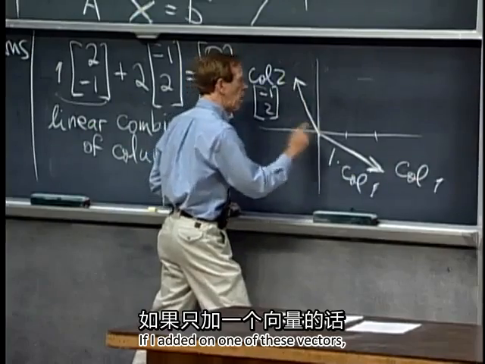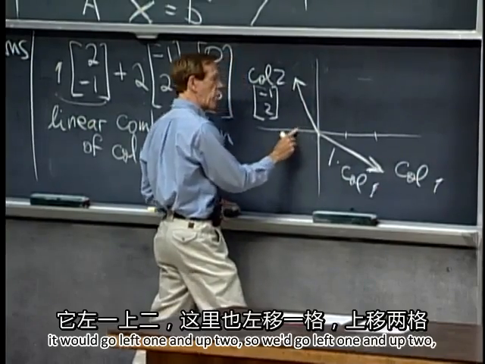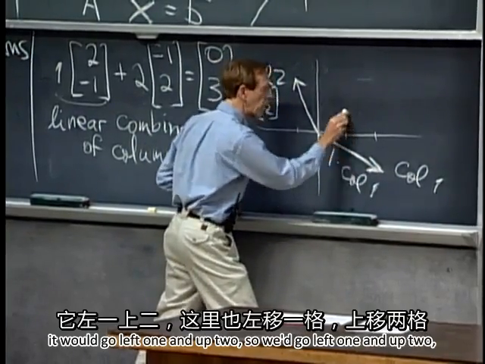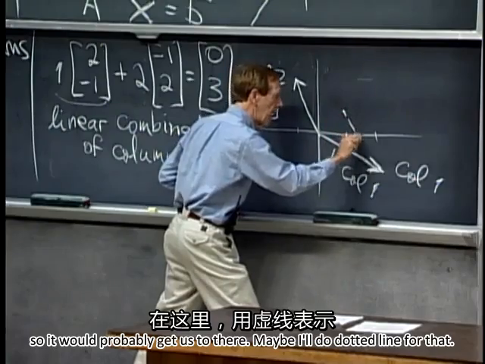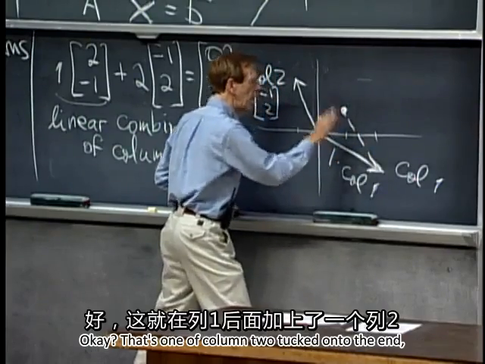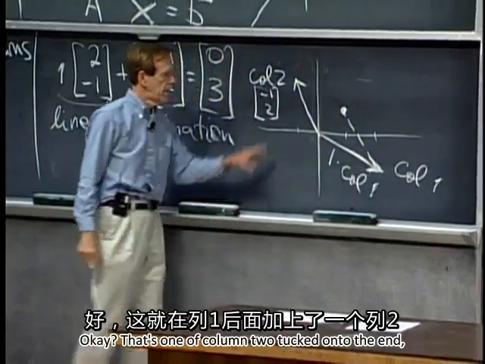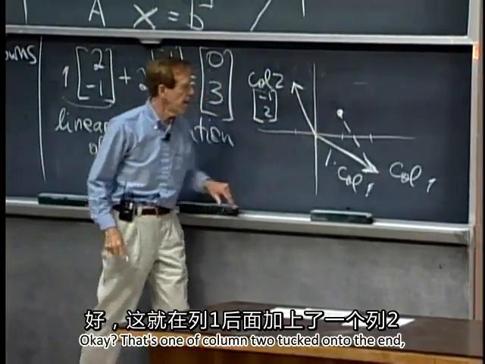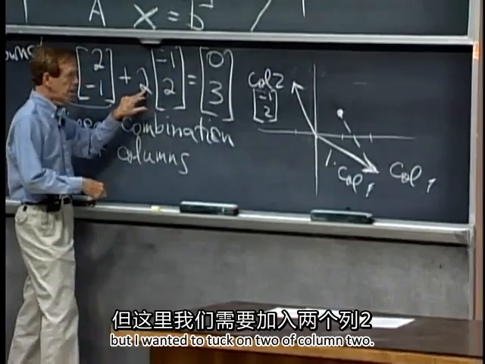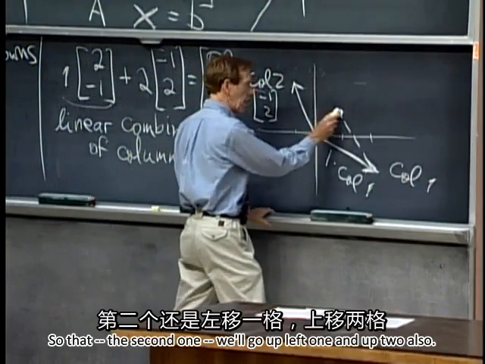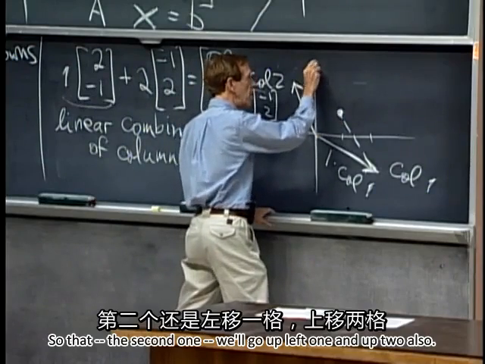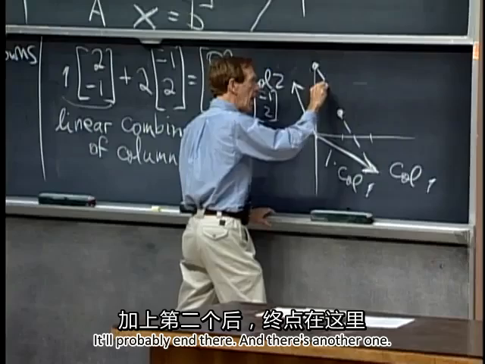If I added on one of these vectors, it would go left 1 and up 2. So it would go left 1 and up 2, so it would probably get us to there. Maybe I'll do a dotted line for that. Okay? That's 1 of column 2 tucked on to the end, but I wanted to tuck on 2 of column 2. So the second one will go left 1 and up 2 also. It'll probably end there. And there's another one.